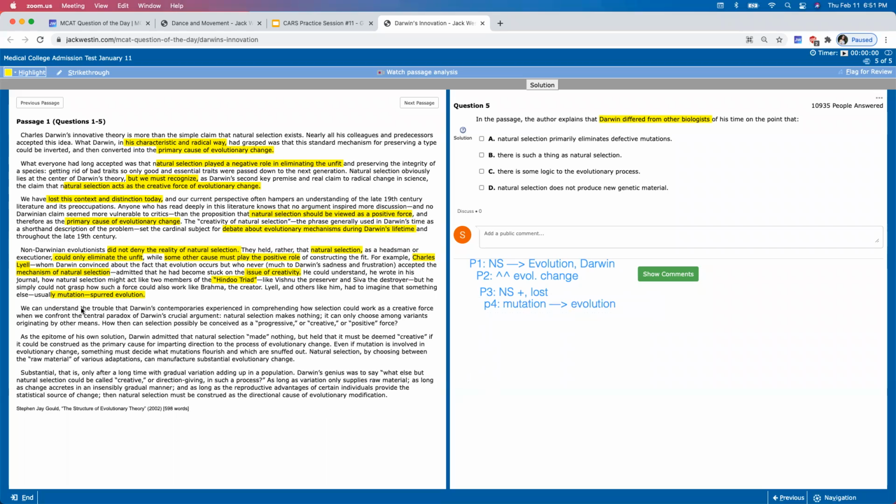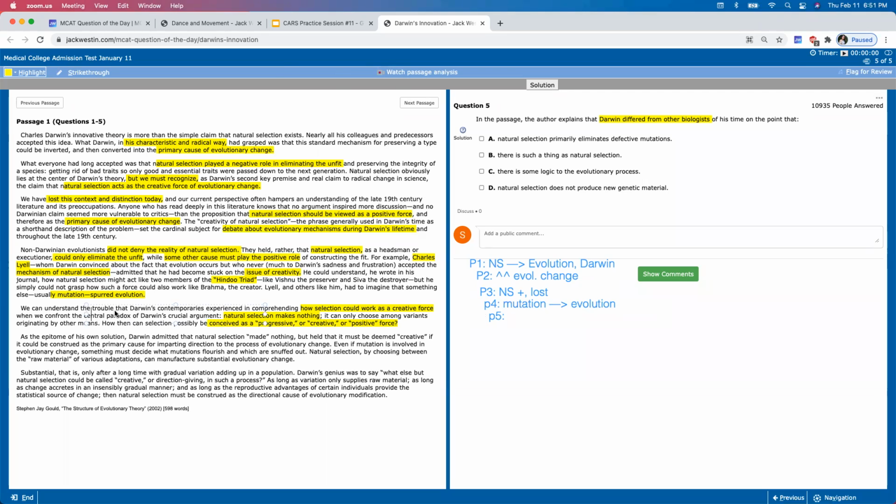Okay, we can understand the trouble that Darwin's contemporaries experienced in comprehending how selection could work as a creative force. Natural selection makes nothing. It can only choose. So how then can selection be conceived as progressive, creative, or positive? So we have some questions here. Why was Darwin saying that? So what is a good summary?